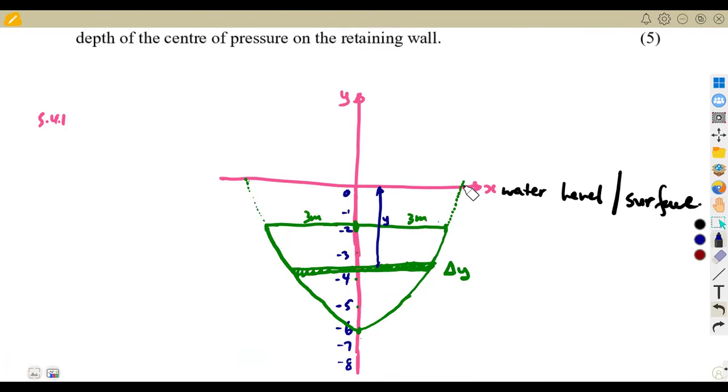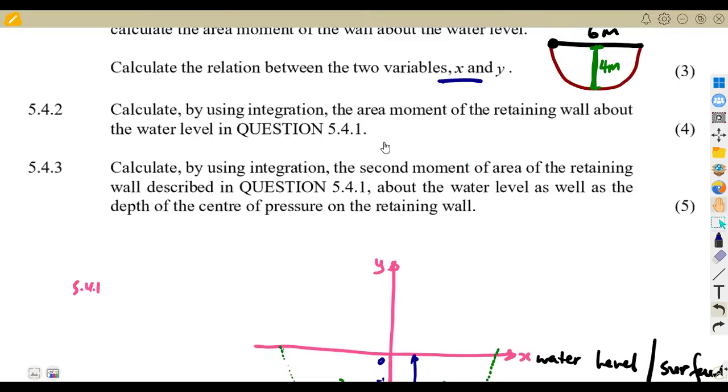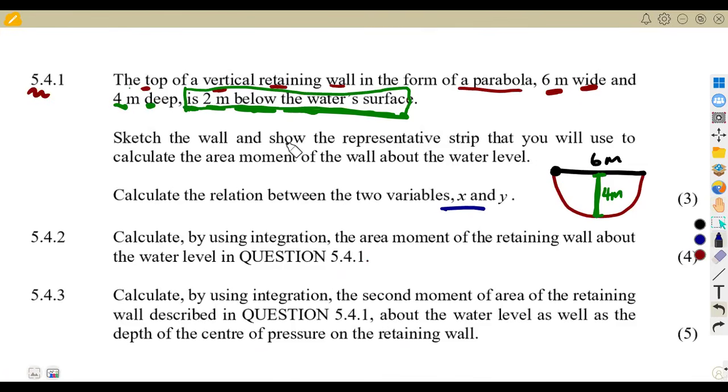That is why I'm not even worried about knowing this or having this, because it's not part of what we have there. It's not full of water. I mean, it's not at the water surface, but it is 2 meters below the water surface.